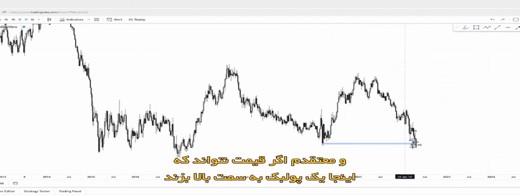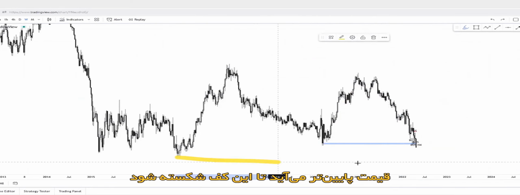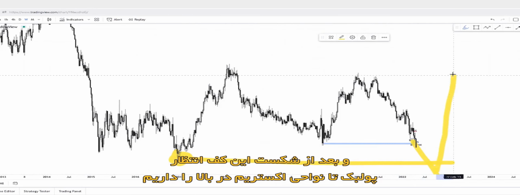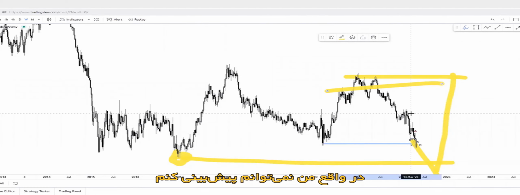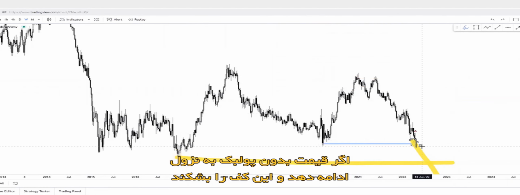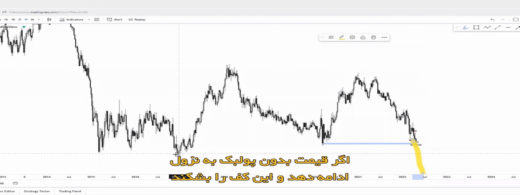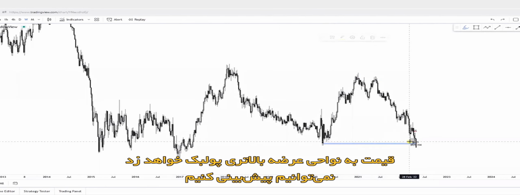And I believe if price can create a pullback right here to the upside and then simply continues the movement to break below this low point, then after the break of this low point, the extreme pullback to some really extreme areas will happen. So I can't really predict if price will just continue the movement to the downside without pulling back and breaking below this low point, or if price will create a pullback to some higher supply area. I can't really predict this.